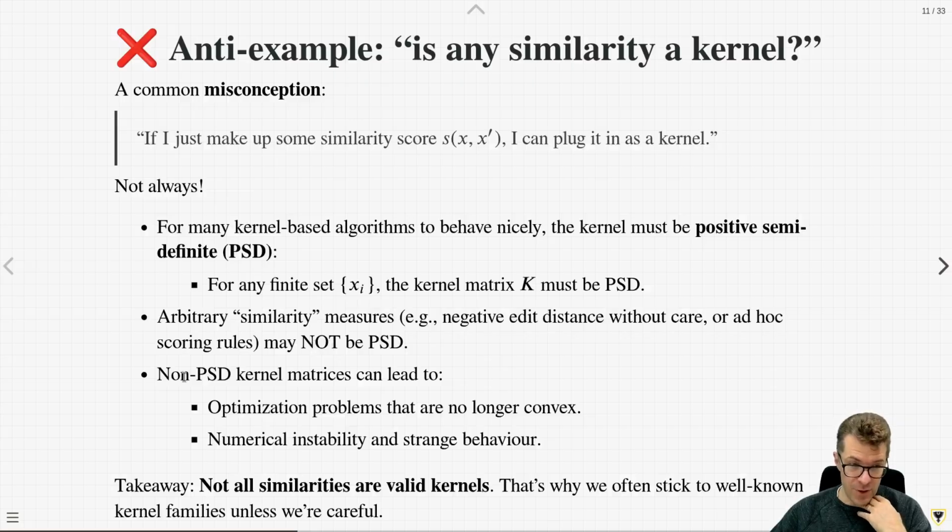And if you use a non-positive semi-definite kernel matrix, in quotes, this can lead to optimization problems that aren't convex. And like we've framed machine learning from the very beginning of this course, we prefer optimization problems to be convex. And you might end up with numerical instability and strange behavior, especially if you're using some kind of iterative learning model. So kernel functions are similarity measures, but not all similarity measures are kernel functions. And that's just something to keep in mind when you go into the real world. We might even see some examples of this in future Jupyter notebooks.